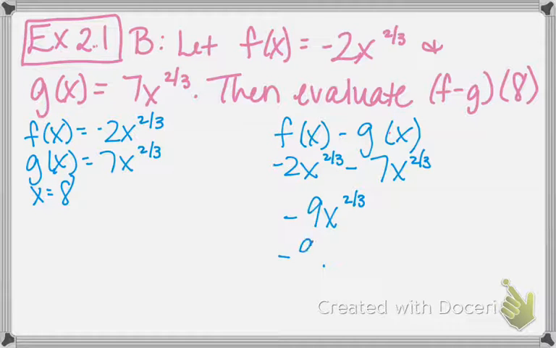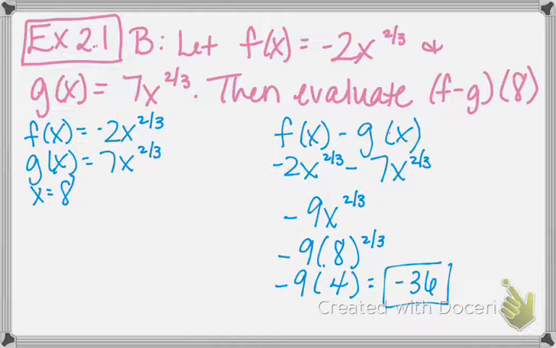And then again, I'm plugging in that 8. All right. We already figured out from the previous one that 8 to the 2/3 power is going to be 4, so it's going to be negative 9 times 4, which gives us the final answer of negative 36.